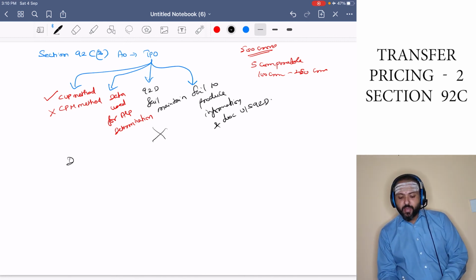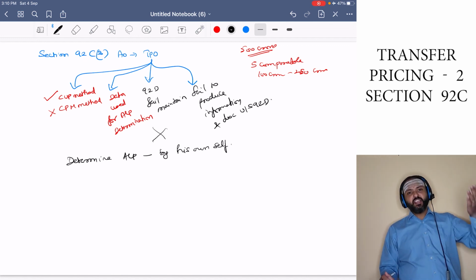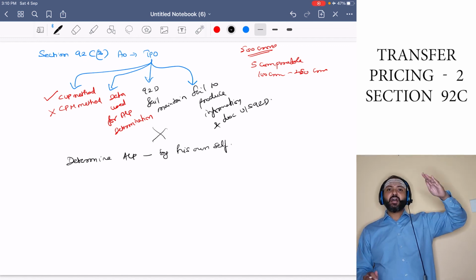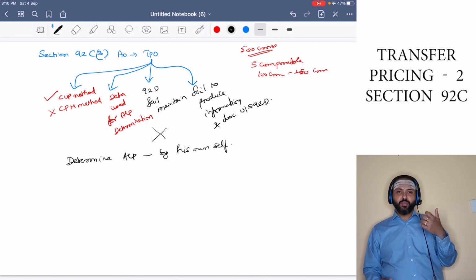He will determine ALP. The AO will determine ALP by his own self. So he will rework the entire process and arrive at the arm's length price. But he will give an opportunity of being heard to the assessee.